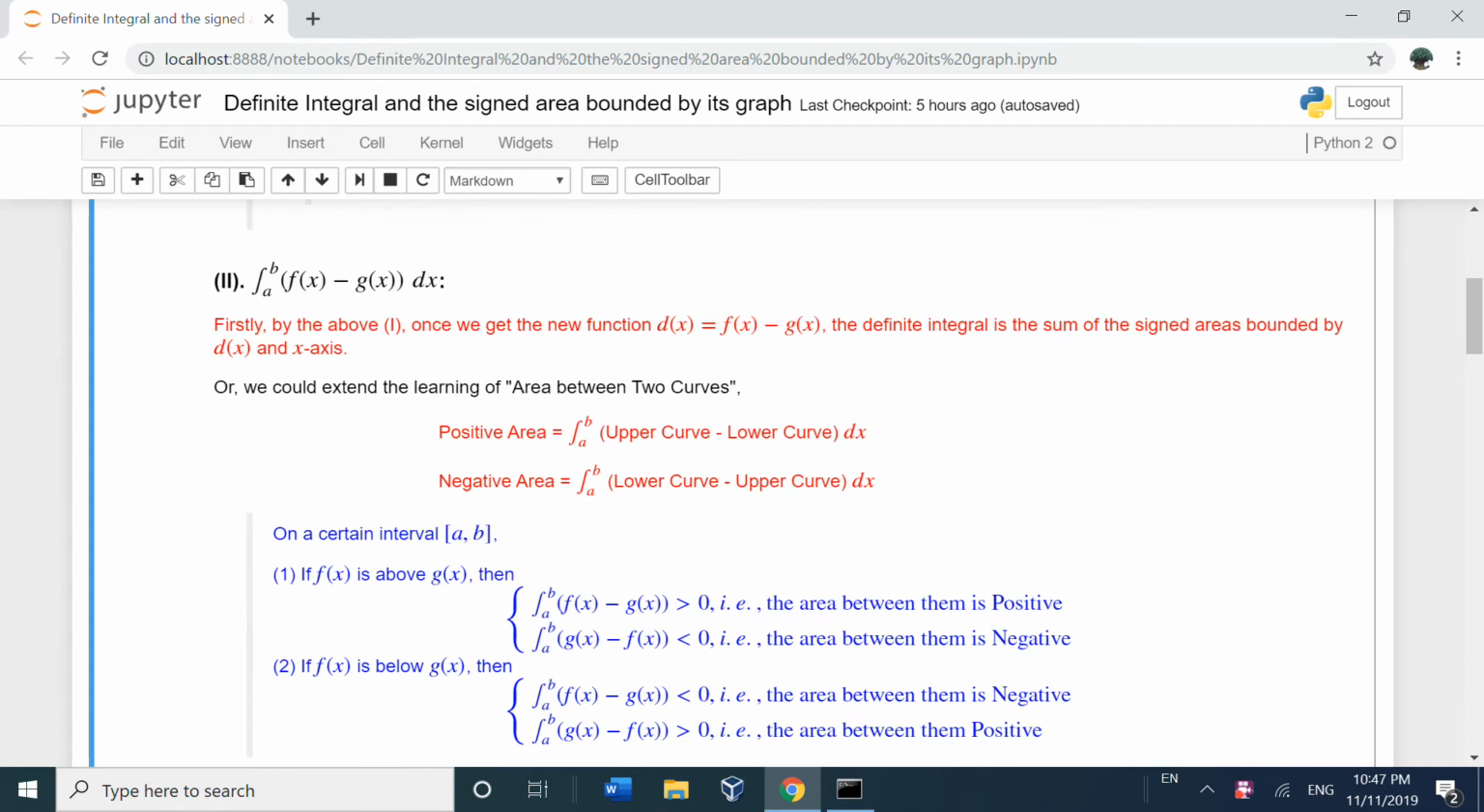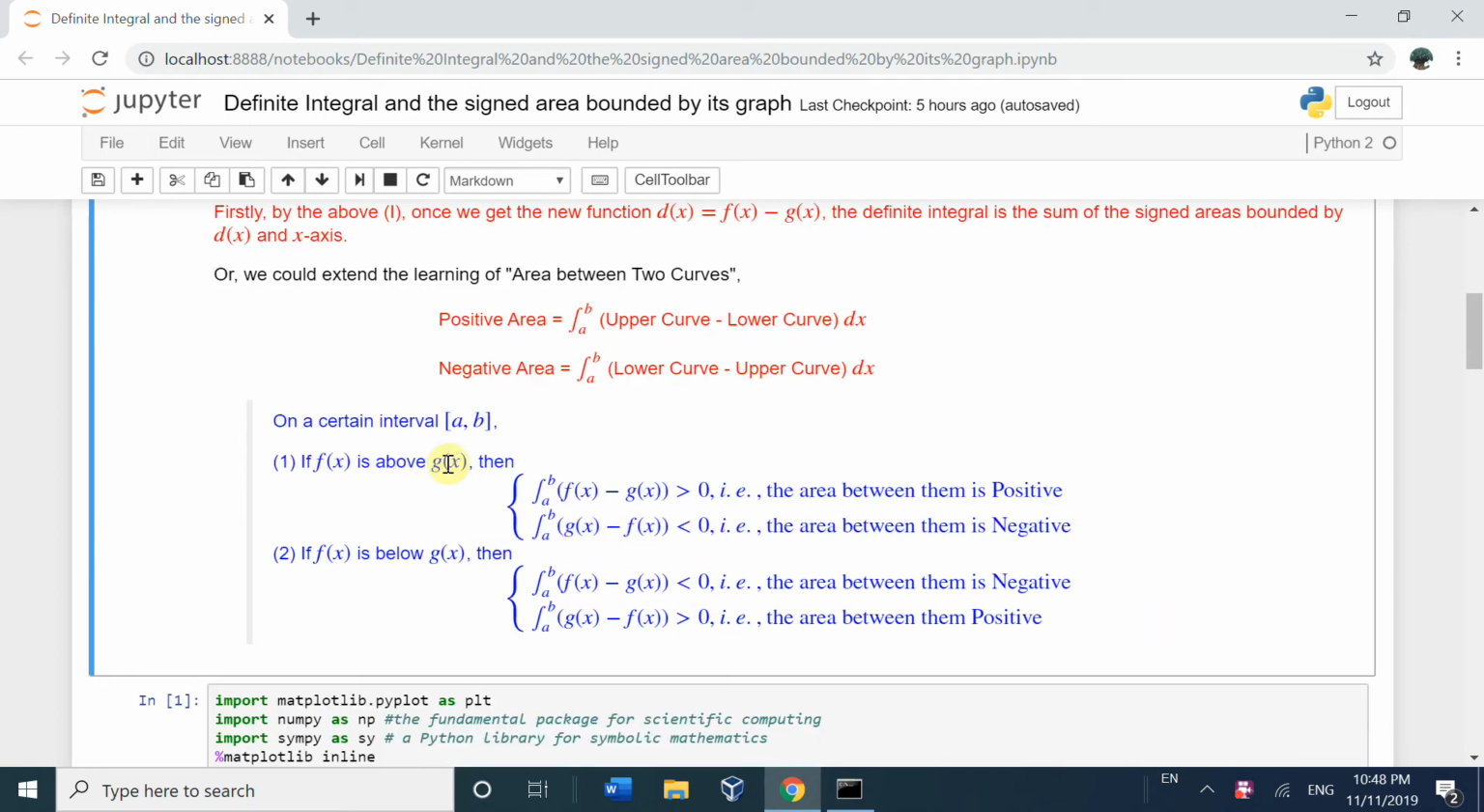Let's do some deep learning. On the interval a to b, if f of x is above g of x, that means f of x is greater than g of x, then the area is positive. So the solution of this integration is positive. If g is above f, then the area is negative. Vice versa, if f is below g, then f minus g is less than 0, the definite integral is less than 0, then the area is negative. Going backwards, g minus f, then the area is positive.